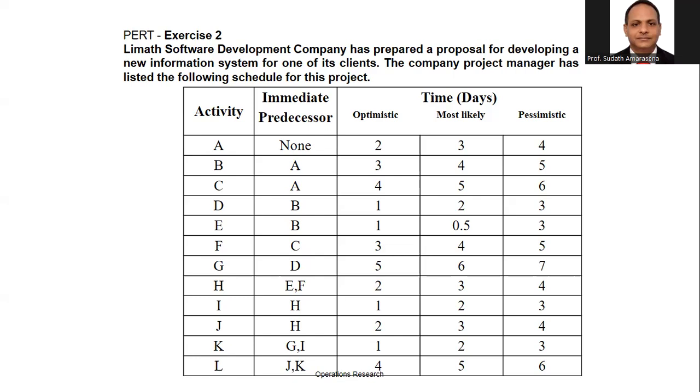Likewise, do the calculation, and when you do the calculation for the variation, better to consider only critical activities. Now you can draw the network diagram. I'll explain how to do that one.